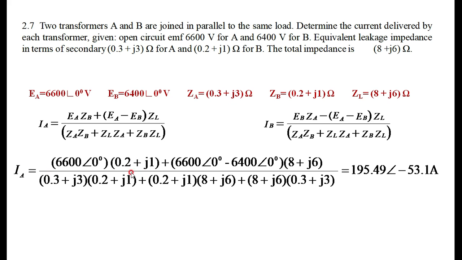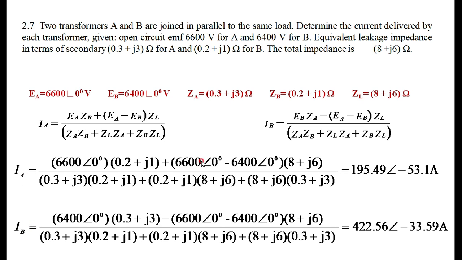Then the IA value that I am getting here is 195.49 at an angle of 53.1 amperes, the current supplied by the transformer A. Similarly, for IB, you have to substitute all the values in the second equation, and then you get 422.56 at an angle of 33.59 amperes. This is how you have to solve the numericals on the parallel operation of single phase transformers.